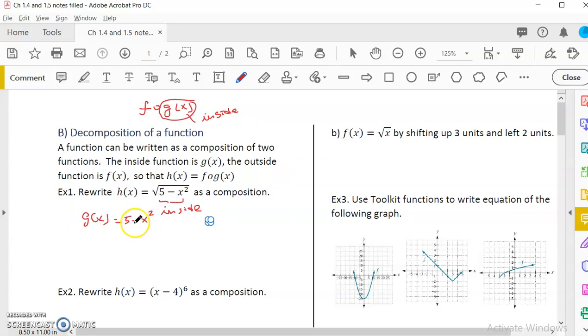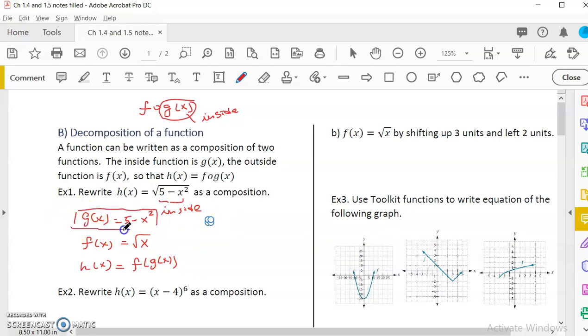And after that, I put it into a function that does the square root. And then f of x is not square root of the whole thing, but just square root of whatever is being input. In this case, my input is g of x, so that's why I have square root of 5 minus x squared. So if we do that, then h of x is actually f of g of x. So this would be our answer.